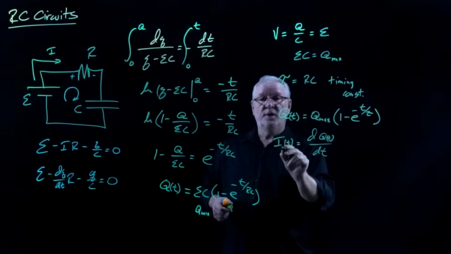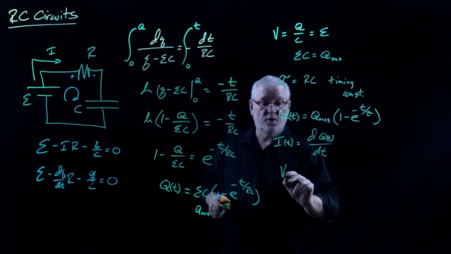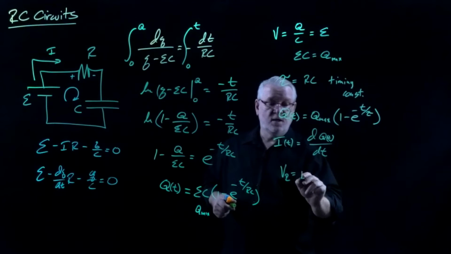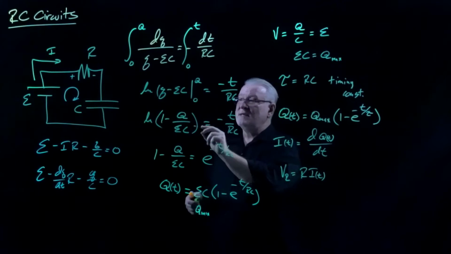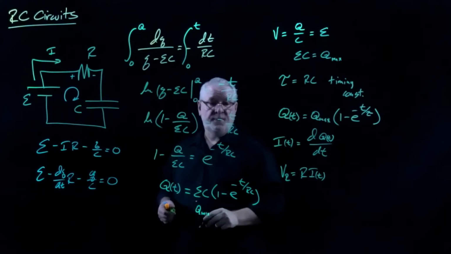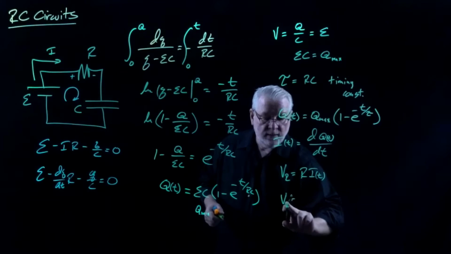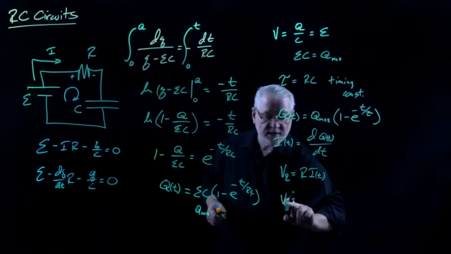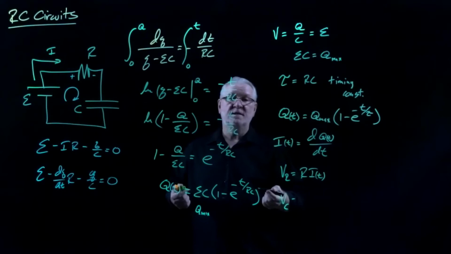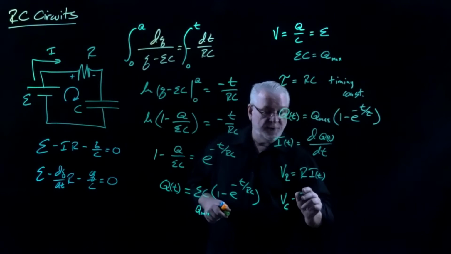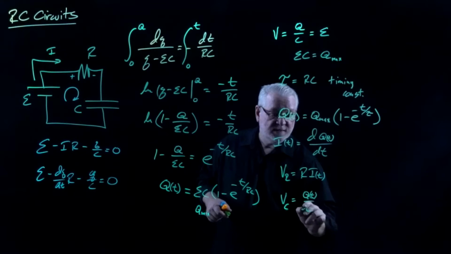Once I know what the current is, I can then take this and run it through the resistor. So if I wanted the voltage drop across the resistor, well, that's just equal to R times I of t. If I want to know the exact voltage on the capacitor at any time, VC, the voltage across the capacitor, that should be pretty easy because the voltage across a capacitor is just the charge divided by the capacitance. So that would be this Q of t divided by the capacitance.